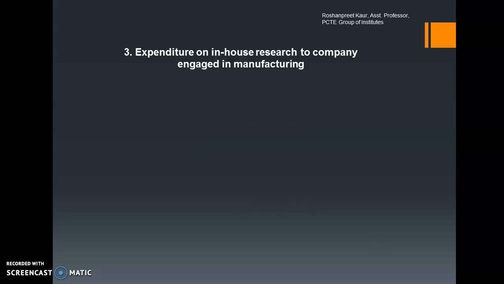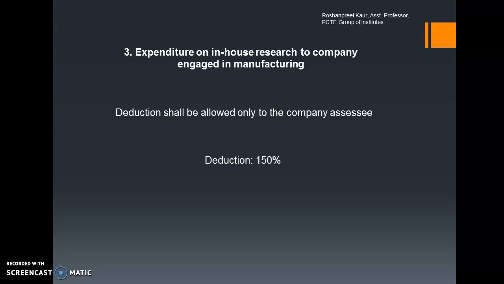Third is expenditure on in-house research by a company engaged in manufacturing. This deduction is allowed only to company assessees, and this deduction is given at the rate of 150%.